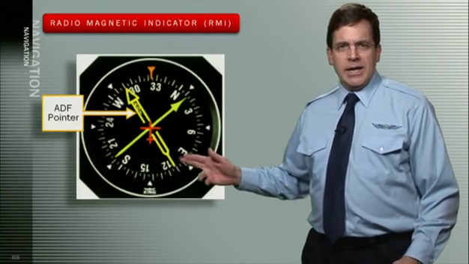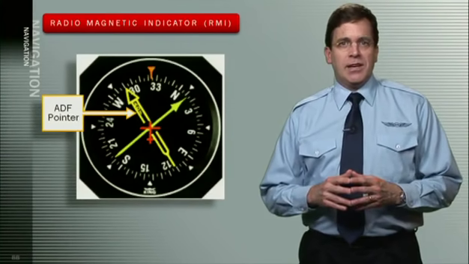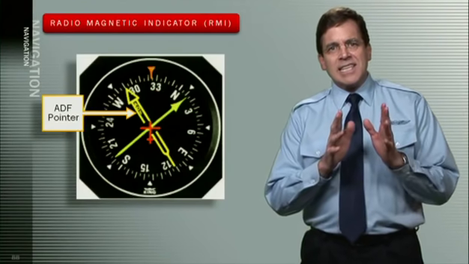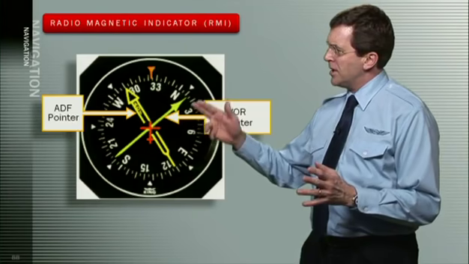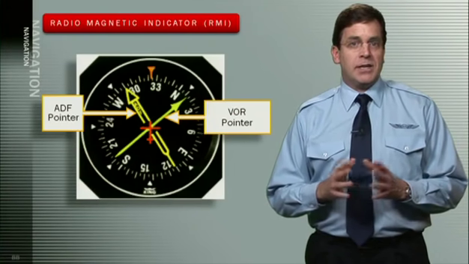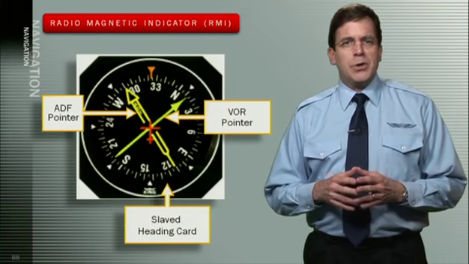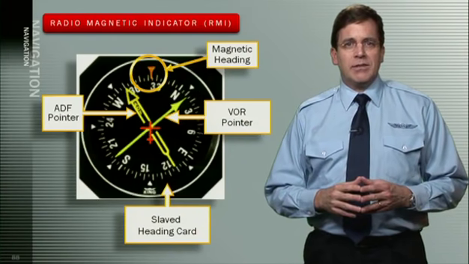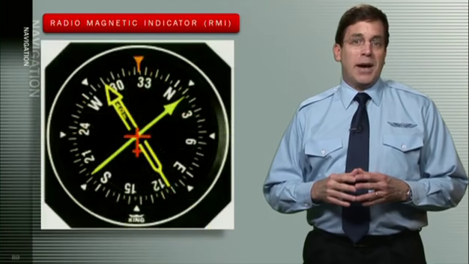The double bar needle is usually the ADF needle. It points to the NDB. The single bar needle typically points to the VOR. The RMI is also slaved to the magnetic compass. You can read your heading right here at the top, just like you can on a heading indicator. Let's take a look at an RMI.